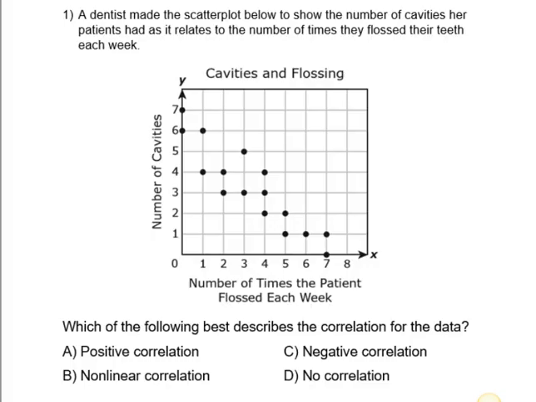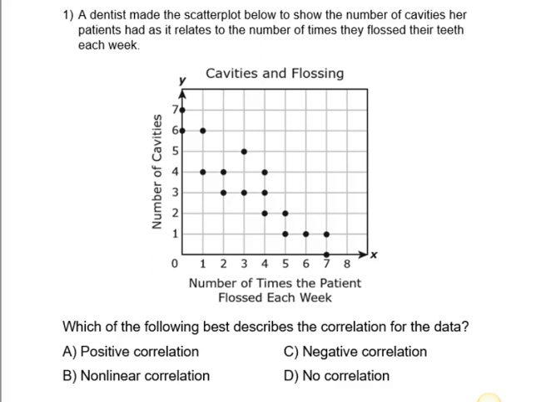Our first problem says, a dentist made the scatter plot below to show the number of cavities her patients had as it relates to the number of times they flossed their teeth each week. Which of the following best describes the correlation for the data? A, positive correlation, B, nonlinear correlation, C, negative correlation, D, no correlation.